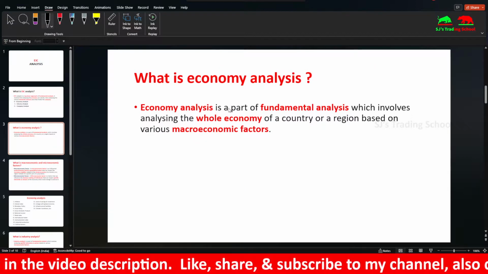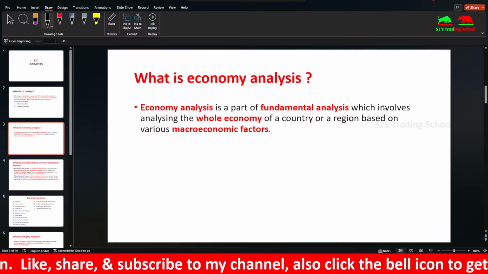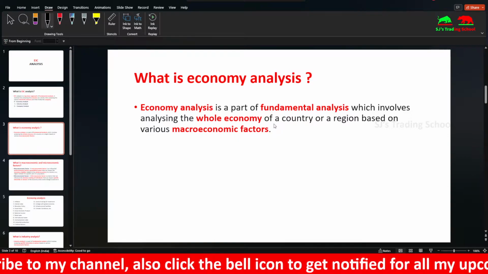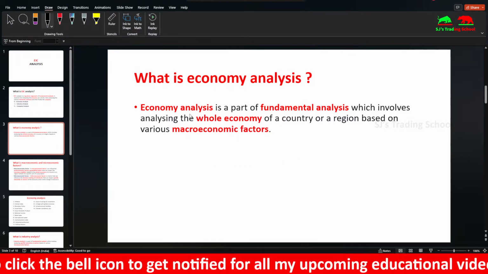So, what is economic analysis? Economic analysis is a part of fundamental analysis which involves analyzing the whole economy of a country or a region based upon various macroeconomic factors. So these macroeconomic factors influence the economy.